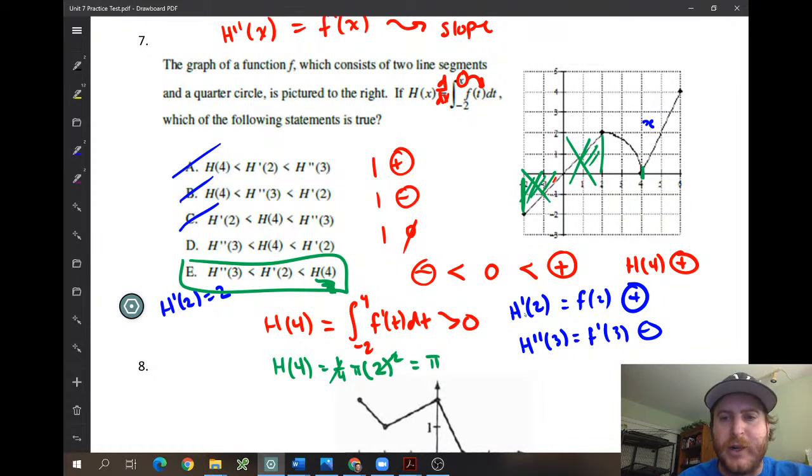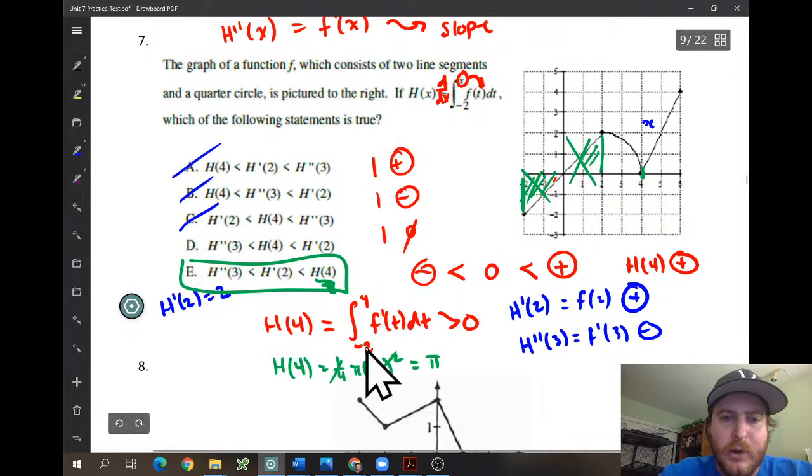So that one is a little bit tricky. Generally, you're trying to see that one's positive, one's negative, one's 0. But in this case, if you get two that are positive, then you just have to see which one's bigger, right? So h of 4 was the biggest, and h prime of 2 was the kind of middle, and then h double prime of 3 had to be the smallest because it was a negative slope.